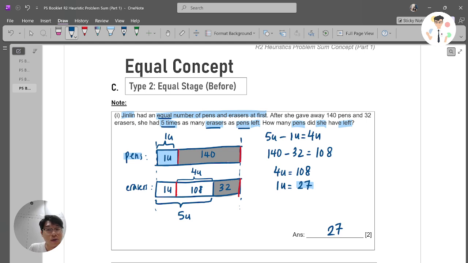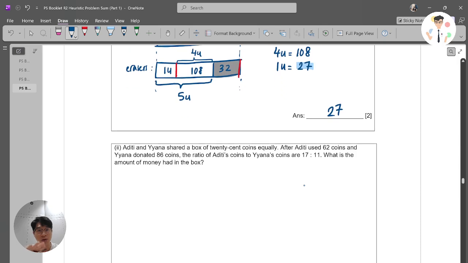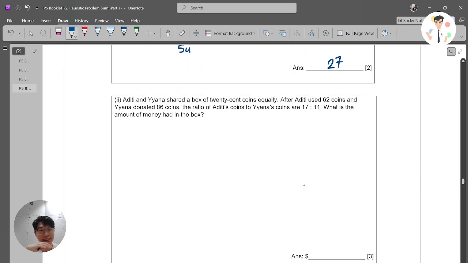If I want to ask for eraser left, you are supposed to multiply by 5. Yes. Why? Because 5 unit left. So you times 5. Okay, so that is basically the key idea of how we solve this kind of question. Okay, let's look at example number 2. I believe if you understand example 1, then example 2 will be much easier to understand the rest of the questions.